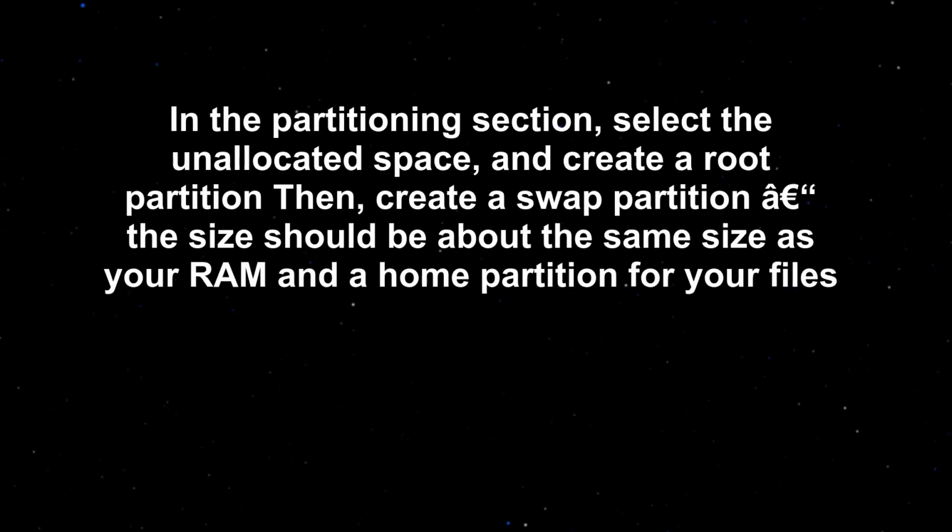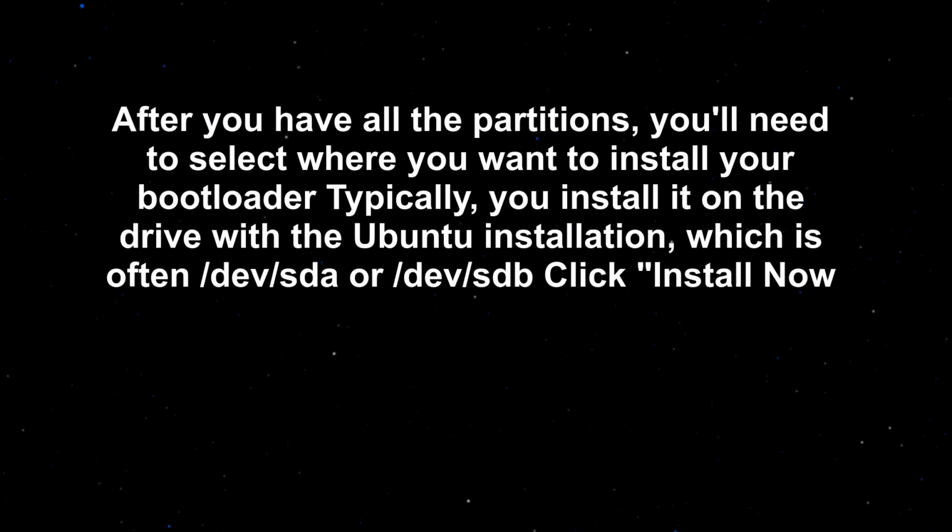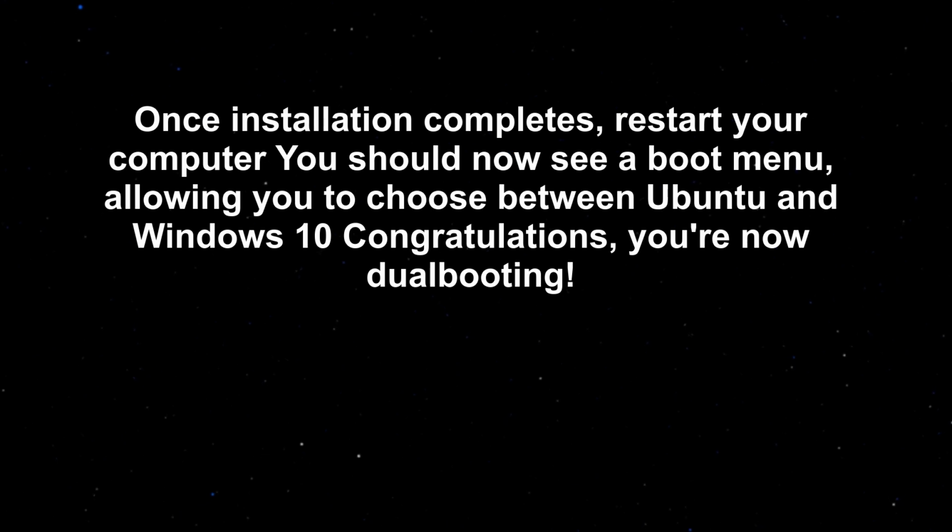In the partitioning section, select the unallocated space and create a root partition. Then, create a swap partition, whose size should be about the same size as your RAM, and a home partition for your files. After you have all the partitions, you'll need to select where you want to install your bootloader. Typically, you install it on the drive with the Ubuntu installation, which is often /dev/sda or /dev/sdb. Click Install now. Once installation completes, restart your computer.